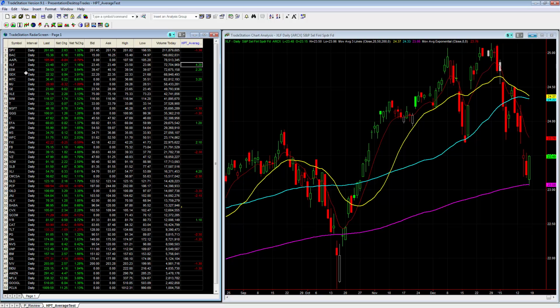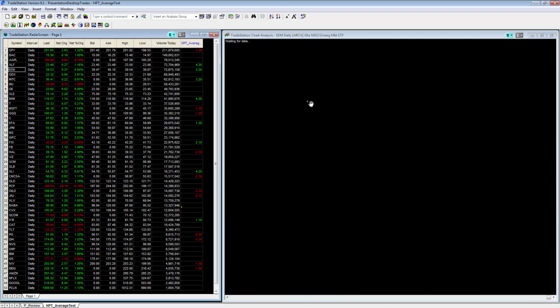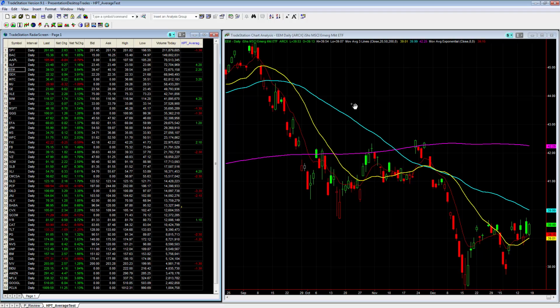So this is what I use it for, is on the scanner, so I don't have to look at a ton of charts to find good setups. And the best part about this is that if you have another strategy or another indicator that you're already using, you can combine this with that indicator, and this is going to help you find even better setups. So that's what I really like about it.